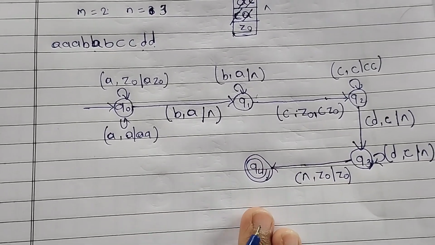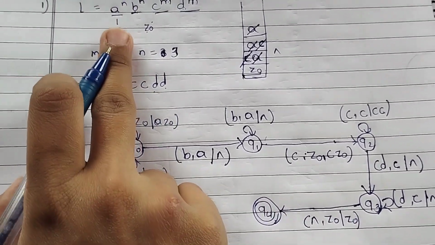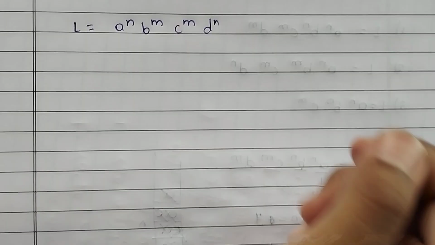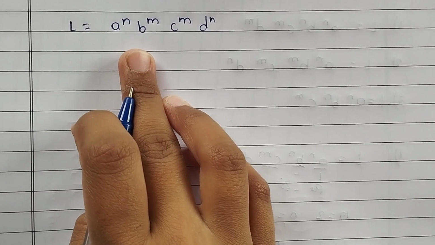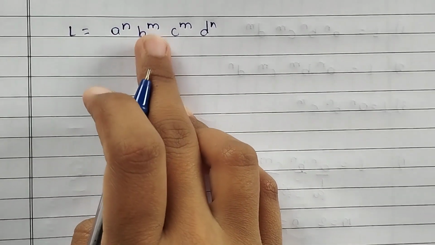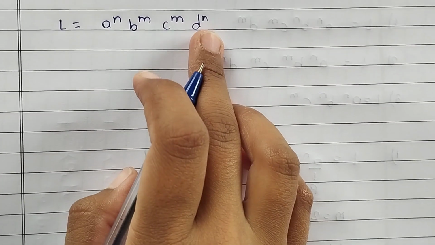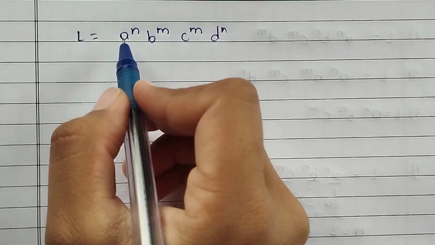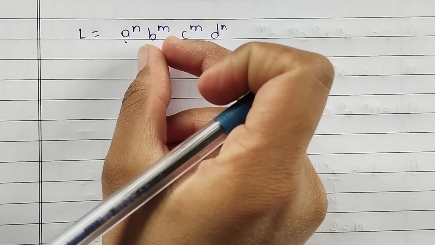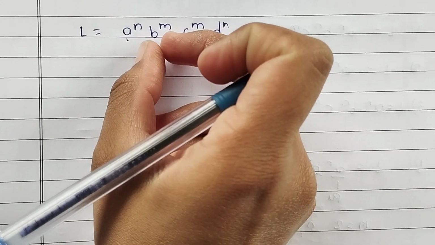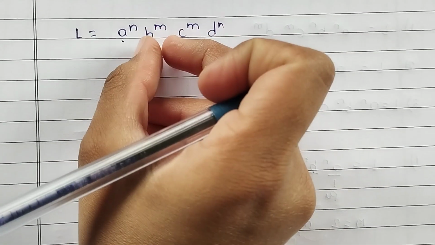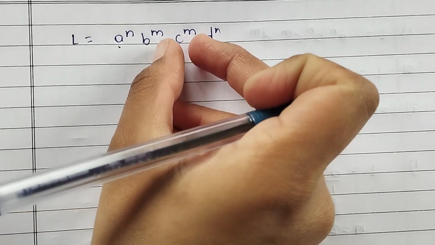So this is the PDA for this language, A raised to n, B raised to n, C raised to m, D raised to m. Now this is the second language, A raised to n, B raised to m, C raised to m, D raised to n. Now which logic do we apply here? First we push all the A's, and then we read B, and we push the B's also, because the number of B's and the number of C's are equal.